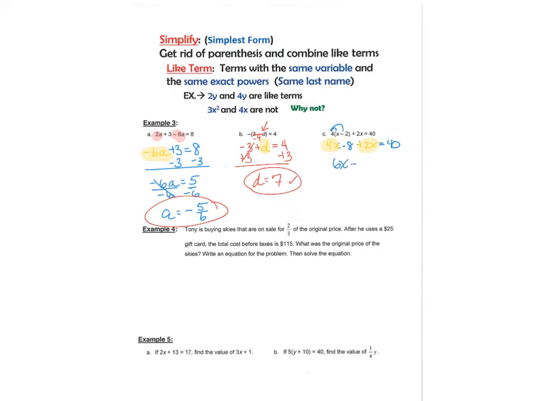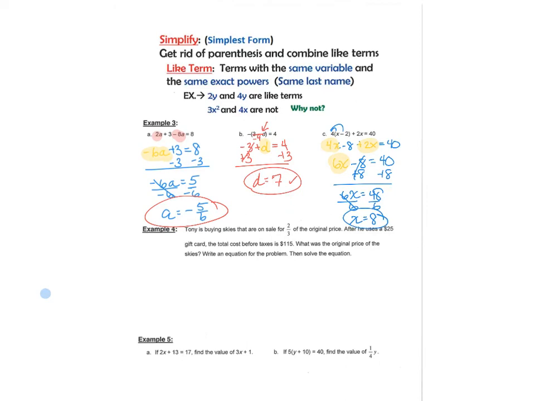Don't forget that minus 8, or negative 8, equals 40. Now, my variable's right here, that's 6x. So what I want to do now is get rid of that minus 8, so I can add 8 to both sides. And I get 6x equals 48. Now to get x by itself, to get rid of that multiplication, I'm going to divide both sides by 6, and I get x equals 8.